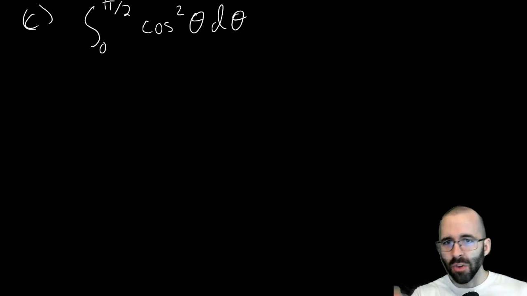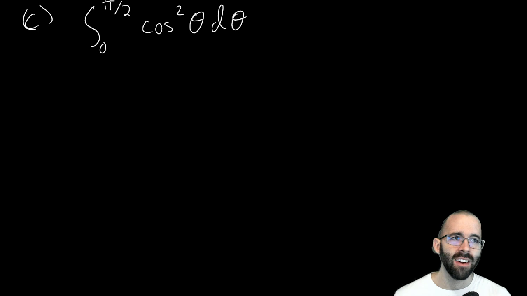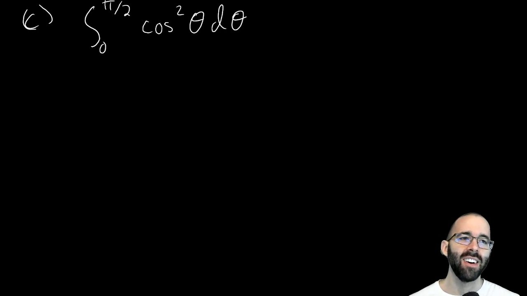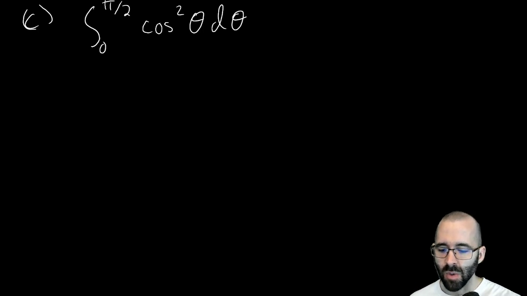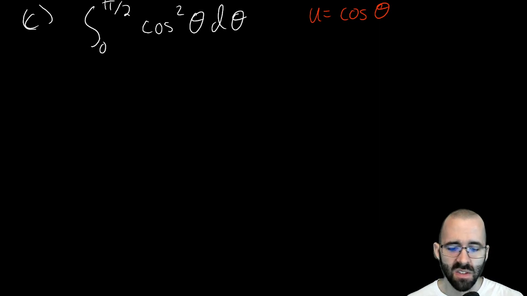I always say that we don't know what u is. Sometimes you just have to choose it, but I'm not actually doing that, to show you guys what it looks like. So in this one, I'm not going to tell you the trick just yet. I'm going to say, okay, this looks weird, but the only inside function we have is cosine of theta. There's no other inside function to choose.